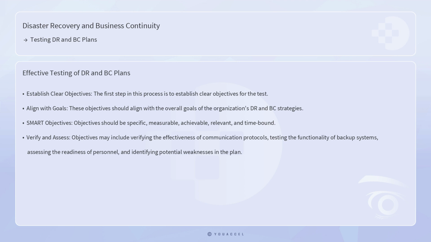Effective testing of DR and BC plans involves a thorough and systematic approach. The first step in this process is to establish clear objectives for the test. These objectives should align with the overall goals of the organization's DR and BC strategies and should be specific, measurable, achievable, relevant, and time-bound. Objectives may include verifying the effectiveness of communication protocols, testing the functionality of backup systems, assessing the readiness of personnel, and identifying potential weaknesses in the plan.